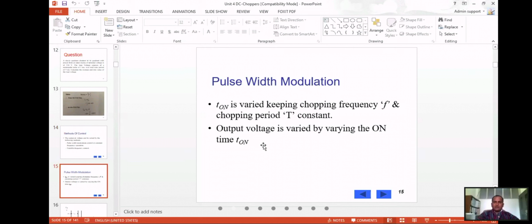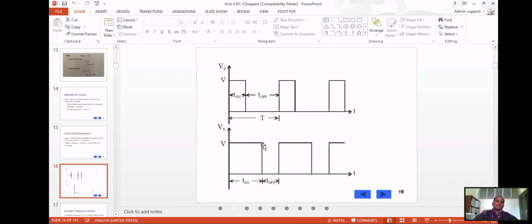You have to keep in mind that pulse width modulation does not have an effect on the overall frequency of the system. It will only change the period, that is, the T on time and T off time. So it means that there is a change in the duty cycle. So this is what is happening.